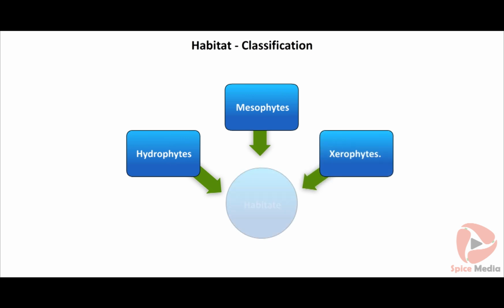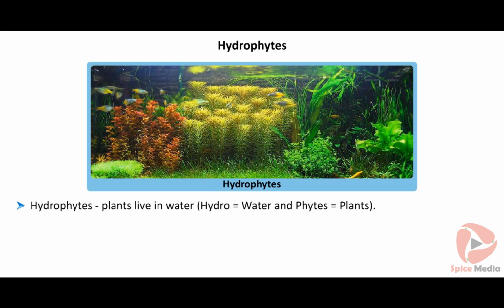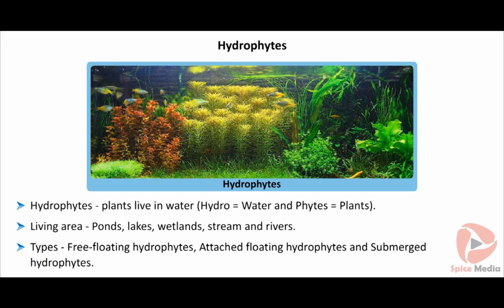In 1909, Warming classified the plants into 3 types on the basis of their water requirement, and they are hydrophytes, mesophytes, xerophytes. Hydrophytes means plants that live in water. Hydro is equal to water and phytes is equal to plants. These plants live in water bodies like ponds, lakes, wetlands, streams and rivers. They are divided into 3 types, namely free-floating hydrophytes, attached floating hydrophytes and submerged hydrophytes.